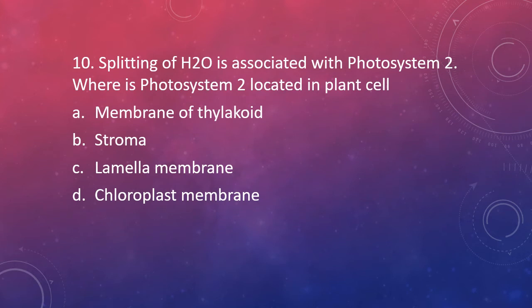Question 10. Splitting of water is associated with photosystem 2. Where is photosystem 2 located in plants? Option A, membrane of thylakoids. Option B, stroma. Option C, lamella membrane, or option D, chloroplast membrane. Where is photosystem 2 located in plant cells? The correct answer is option A, that is membrane of thylakoid.